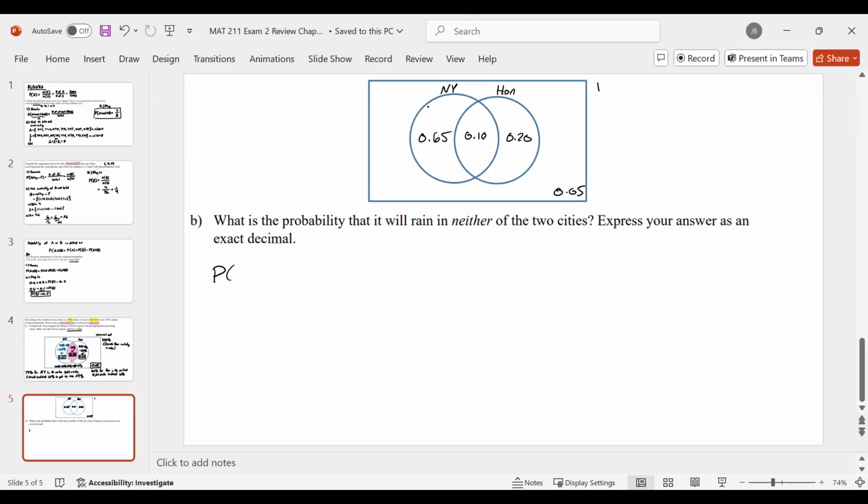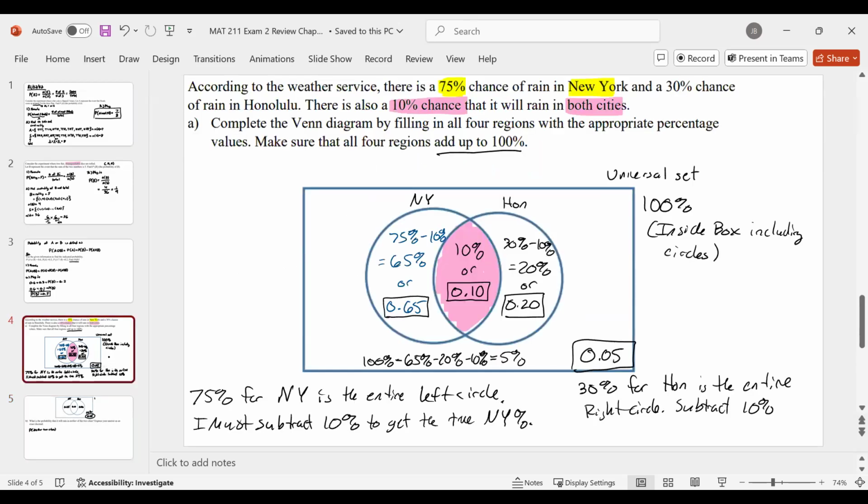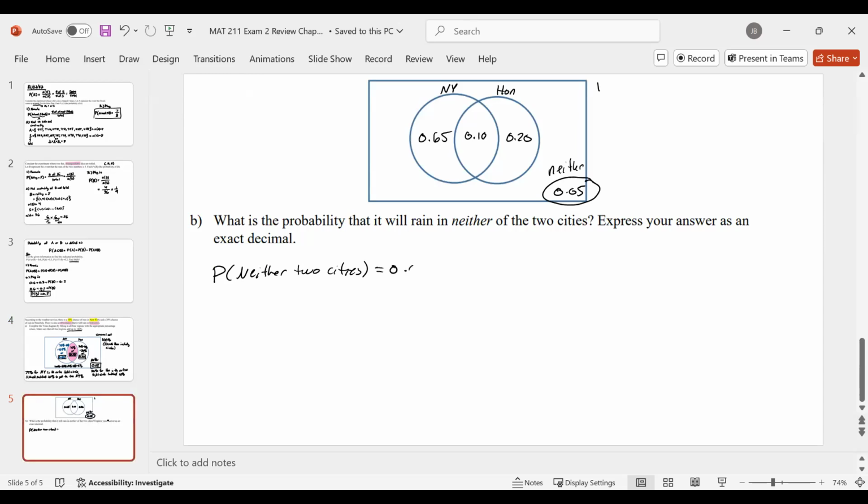So the probability of neither city. Basically they're saying, well, if it can rain in New York with the 65% chance only, or 20% chance in Honolulu only, or 10% chance of both, there's only one case where it rains in neither, and that's going to be this one right here. So this is the neither region. I'm going to write that over here. The answer is just 0.05. You don't have to use a formula. The Venn diagram does all of the work for you.